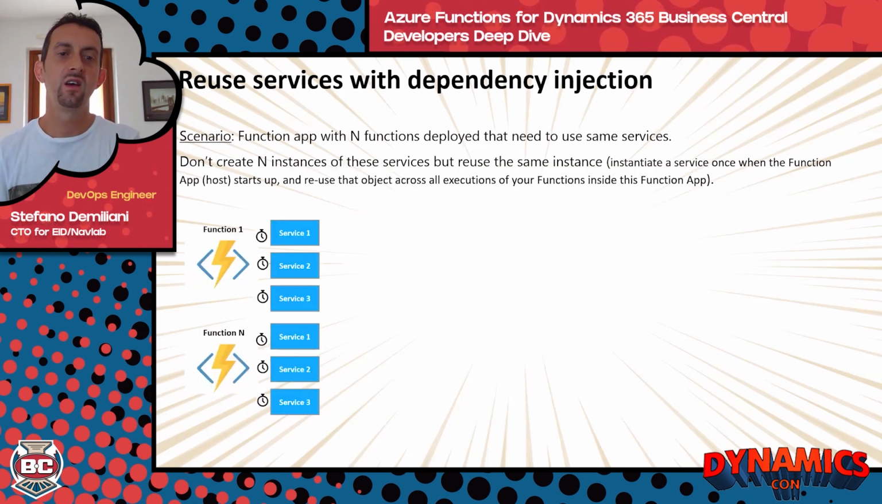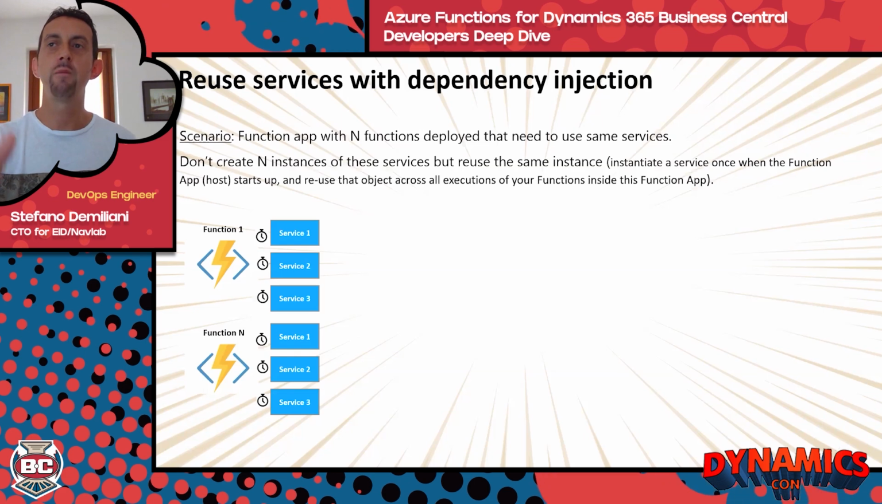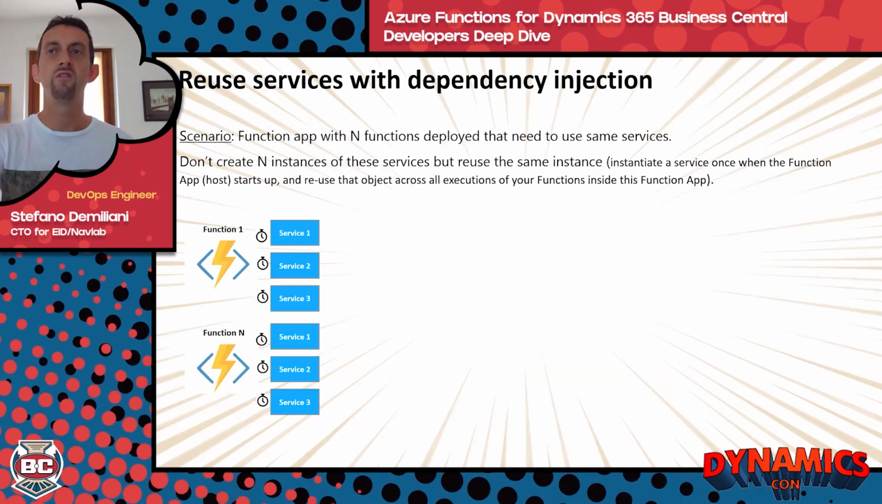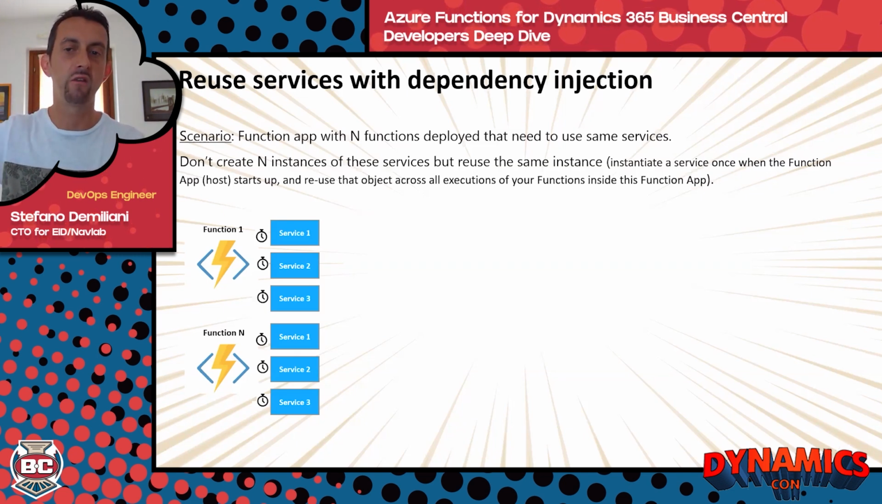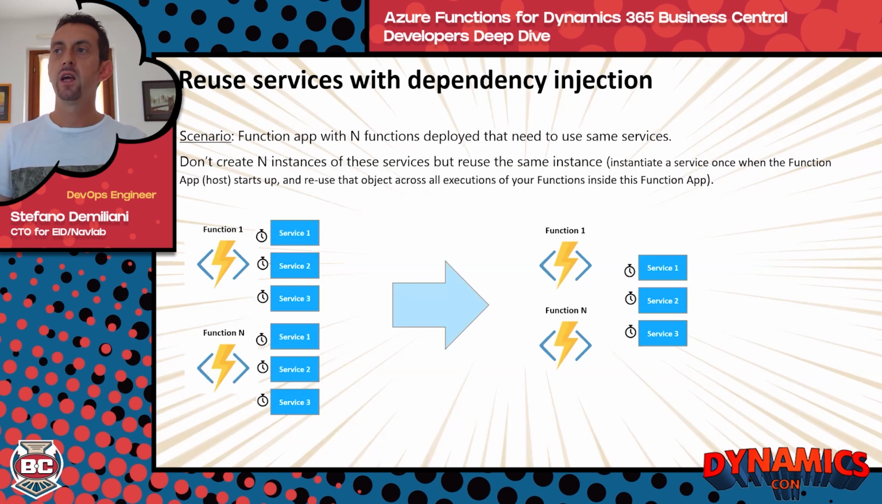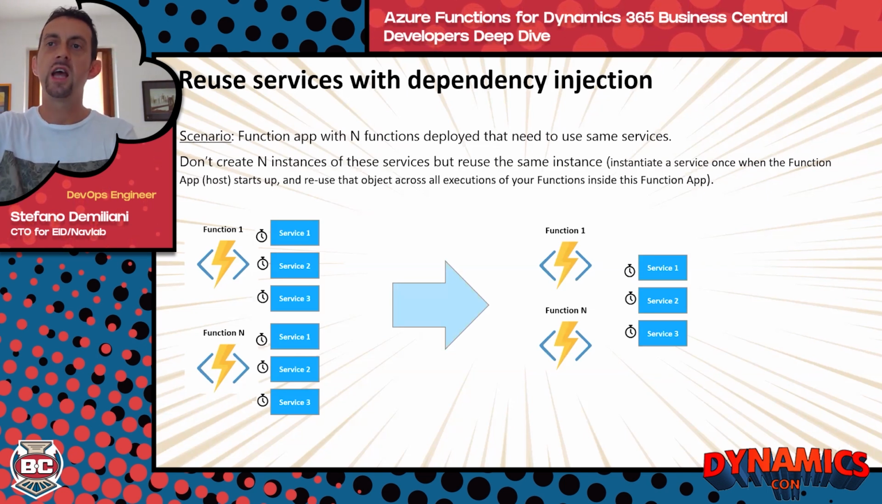Normally, what I see is that every developer does a scenario like this, where the function app, the function one creates an instance of service 1, service 2, and service 3. So different connections to the same service, but it's much better to have, instead of having different functions that connect to the same service.